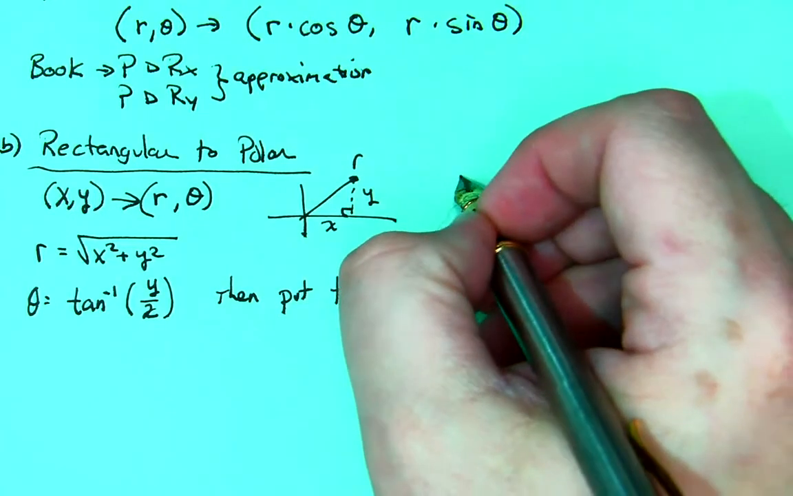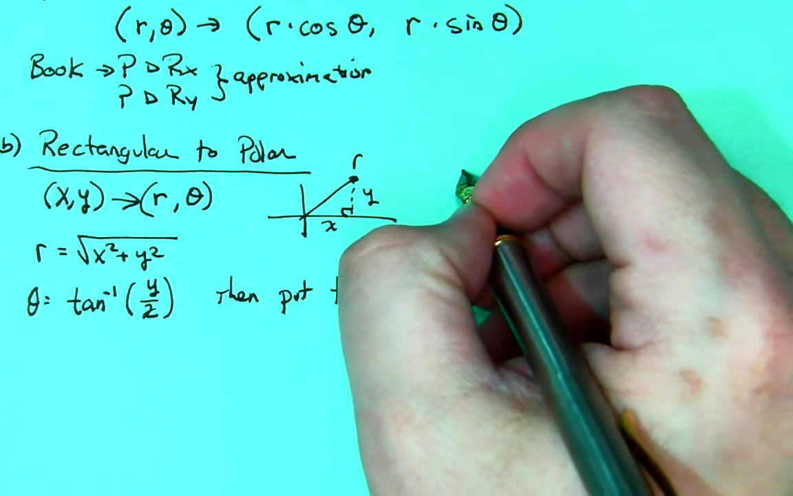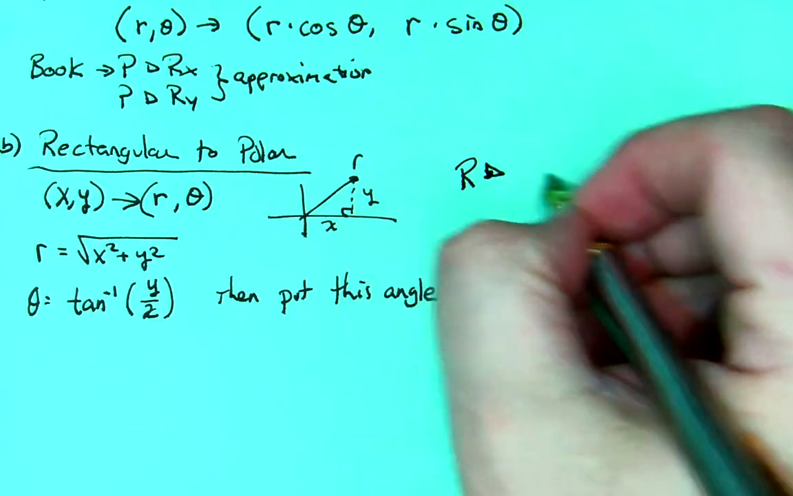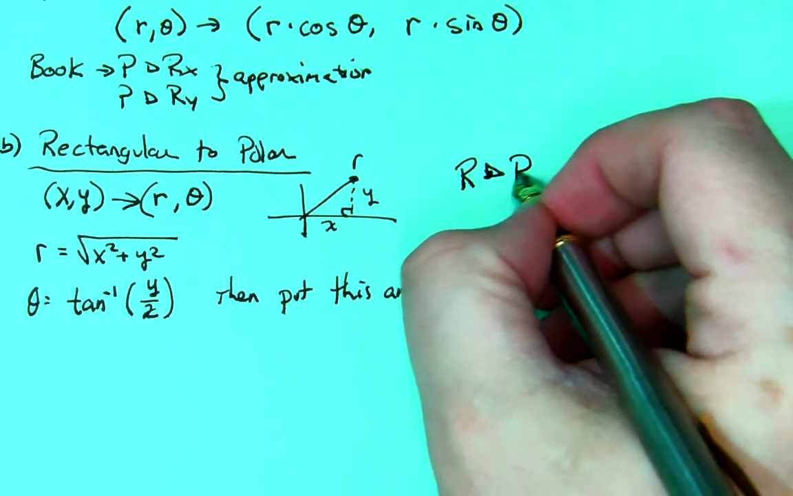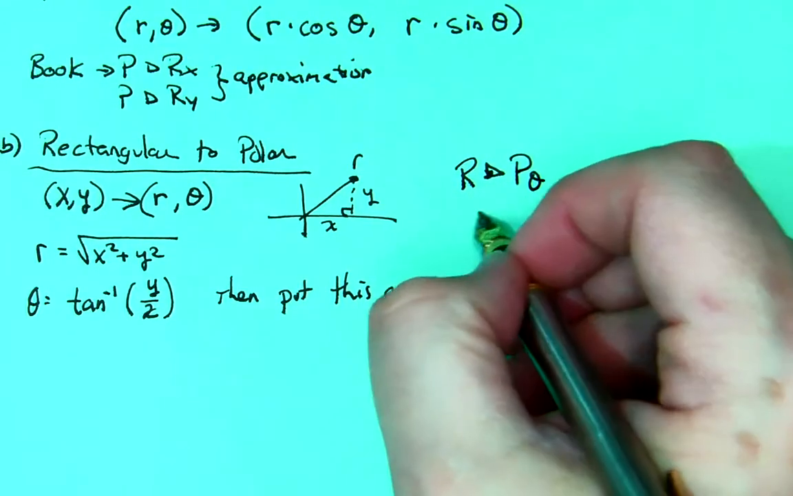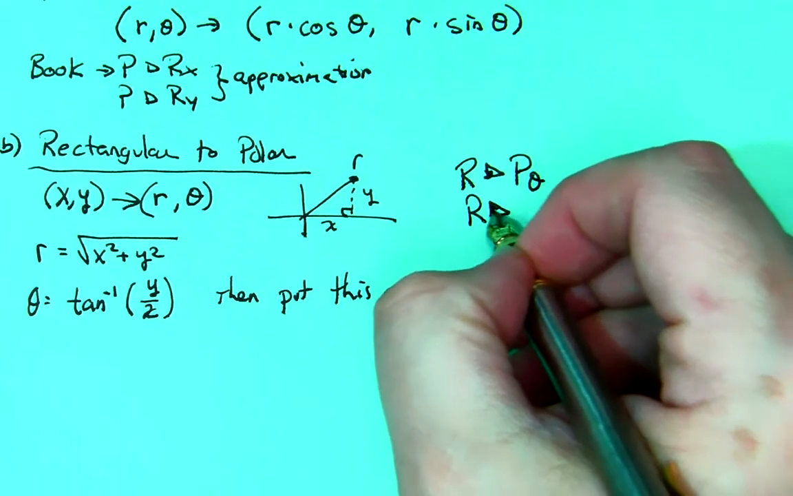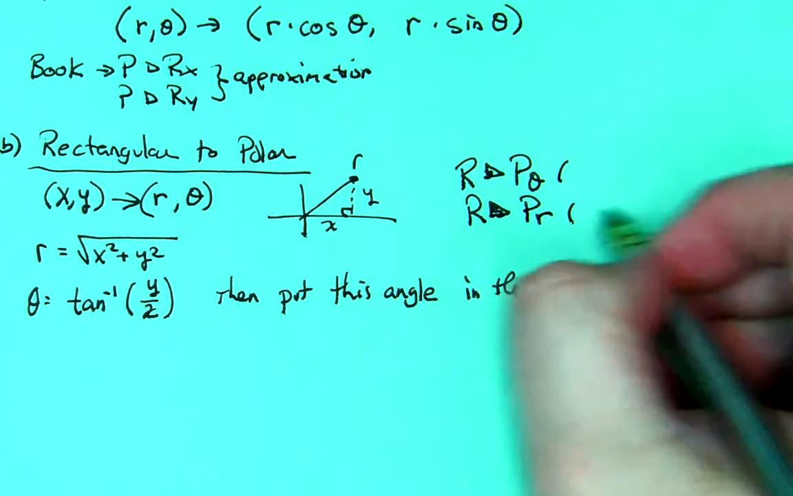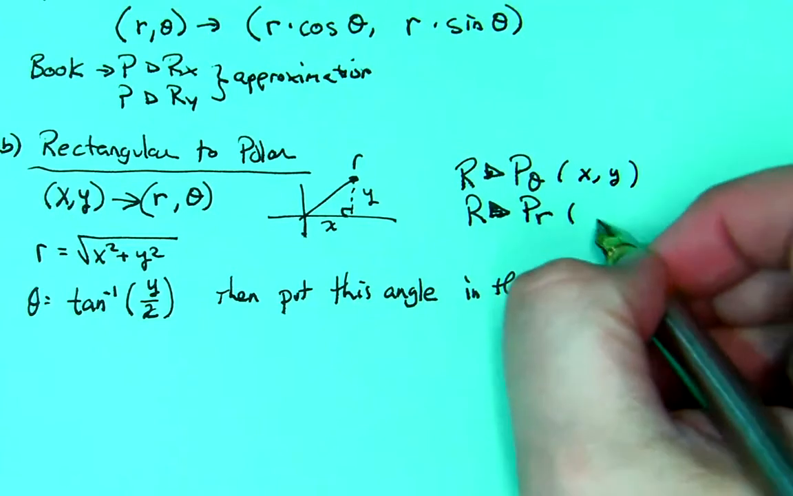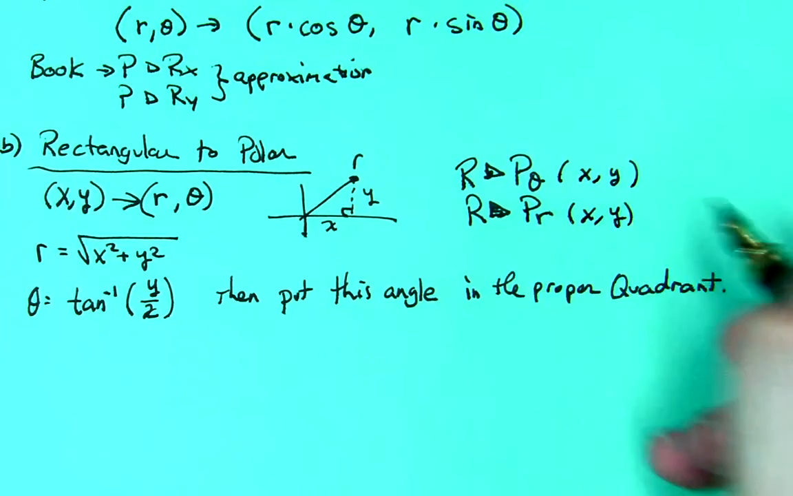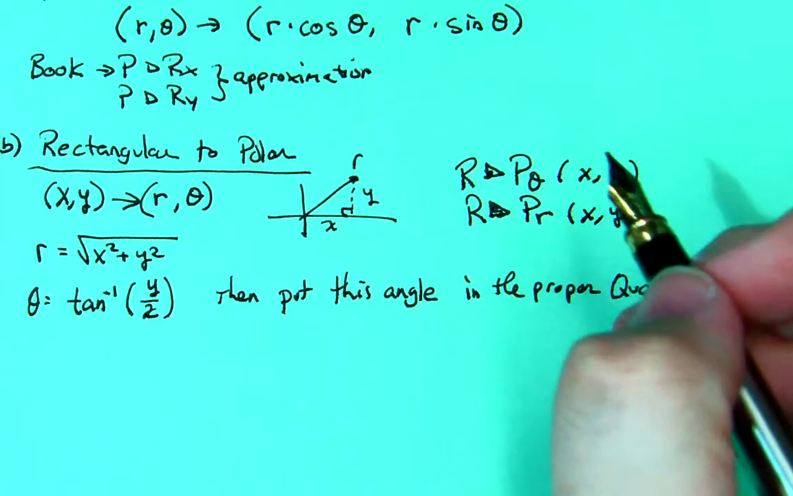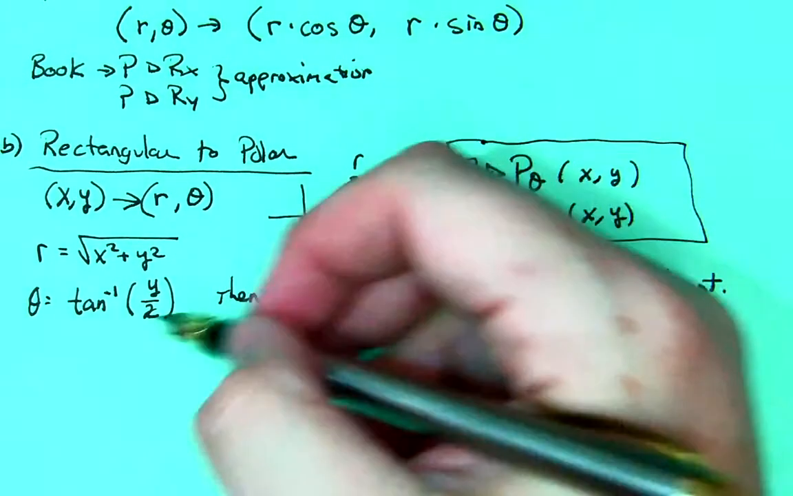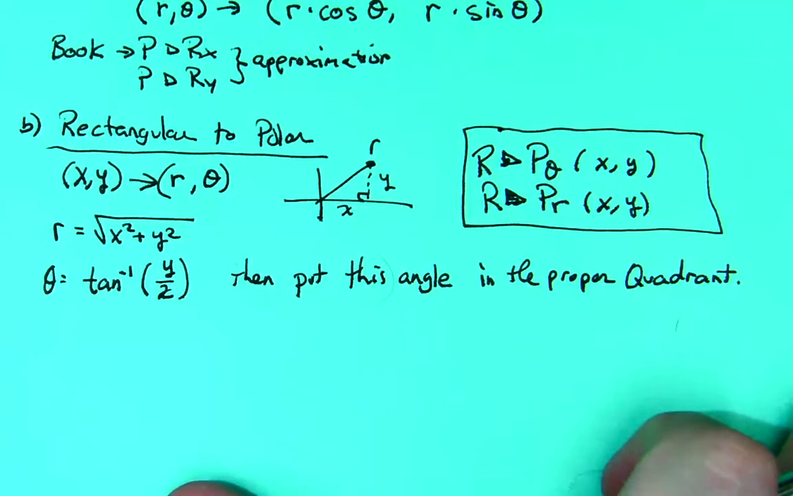Now, your calculator is going to be rectangular arrow P theta, rectangular arrow PR. And then you just type in X, Y, and it should give you your answers. So that's your calculator, but I will ask you to set everything up so you can work through there.